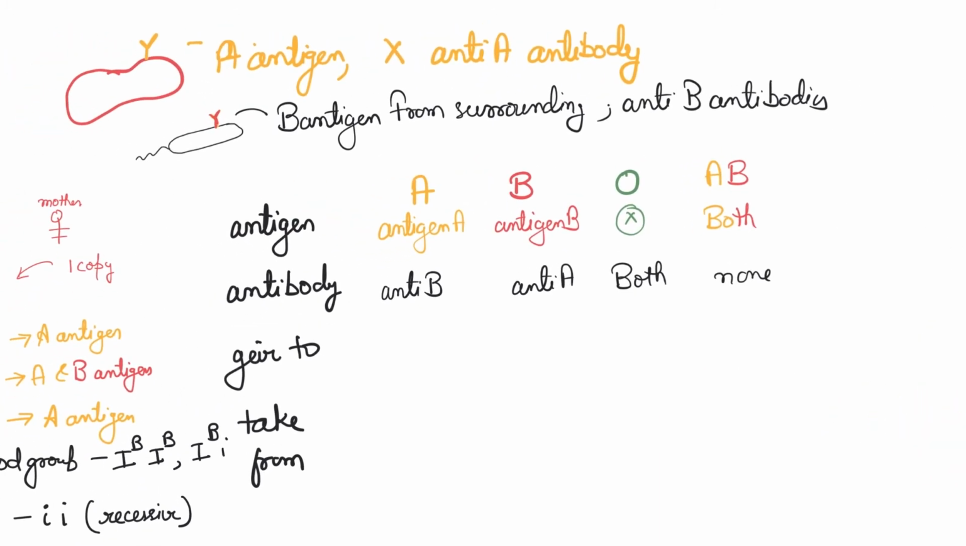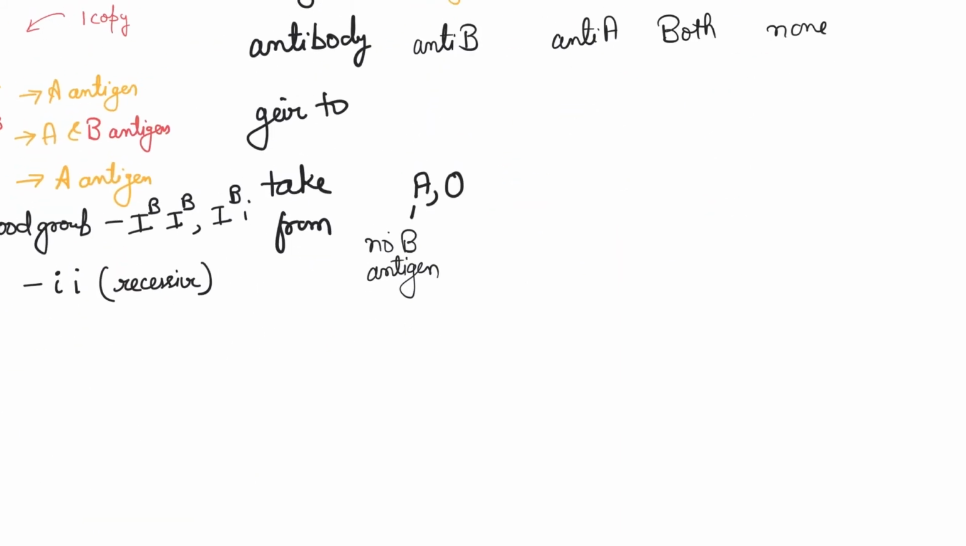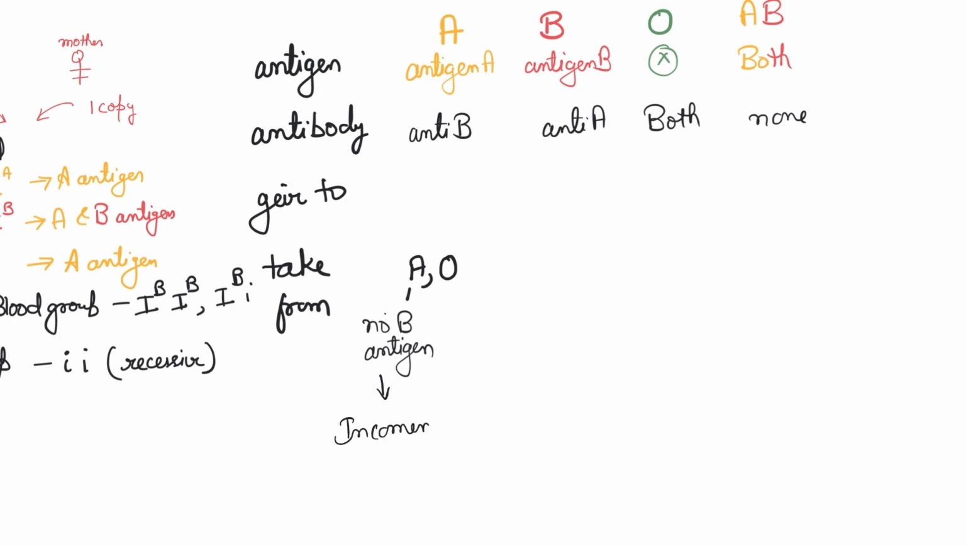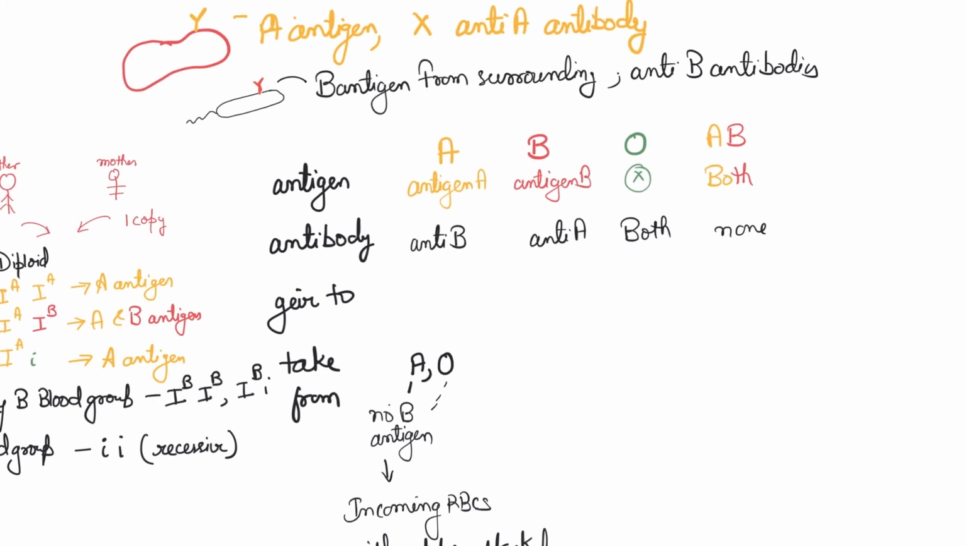Okay. So now let's say which people can serve as donors to A: A and O, because they do not have the B antigen. And A already has anti-B antibodies, right? Because those will not have B antigens, they can easily donate, right? So incoming RBCs will not be attacked. That is the funda that you have to remember. The incoming RBCs should not be attacked.